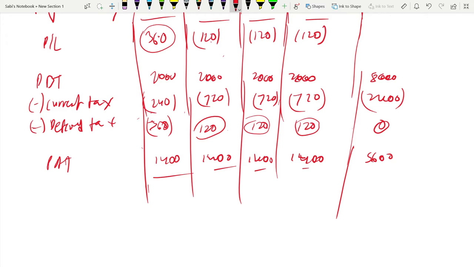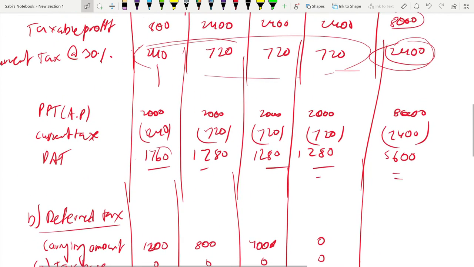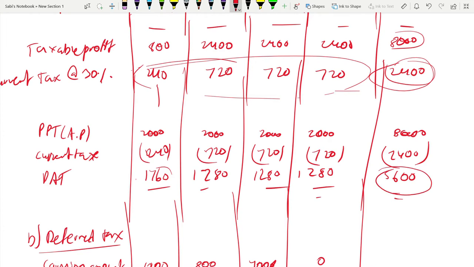And this is 5600. Even here also you will see, in A it is 5600, but here it is not labeled. Profit kept going down because deferred tax was not taken into account. So you see, deferred tax gives a more meaningful understanding to your profit figure.